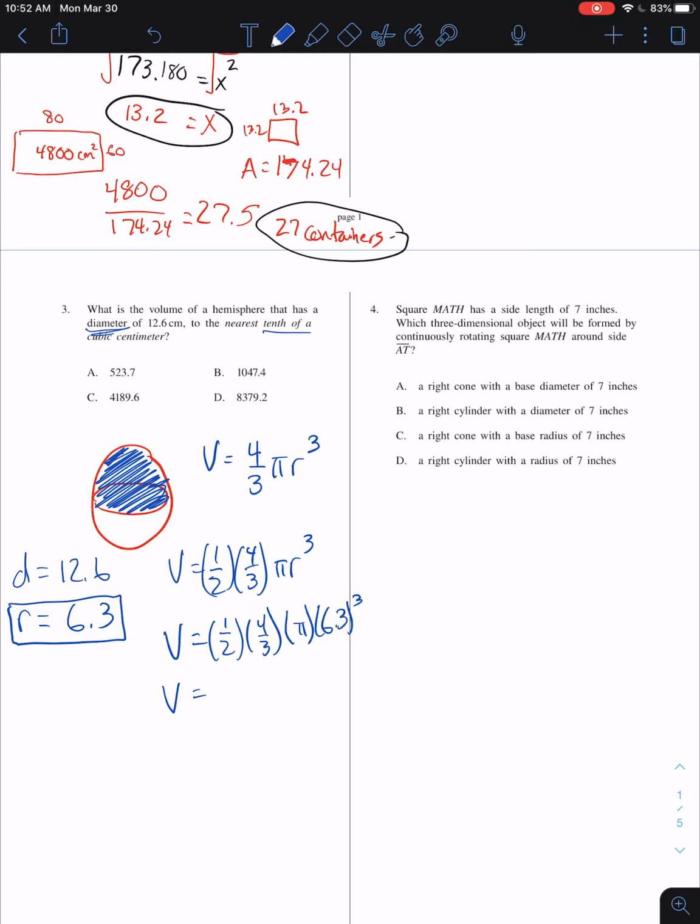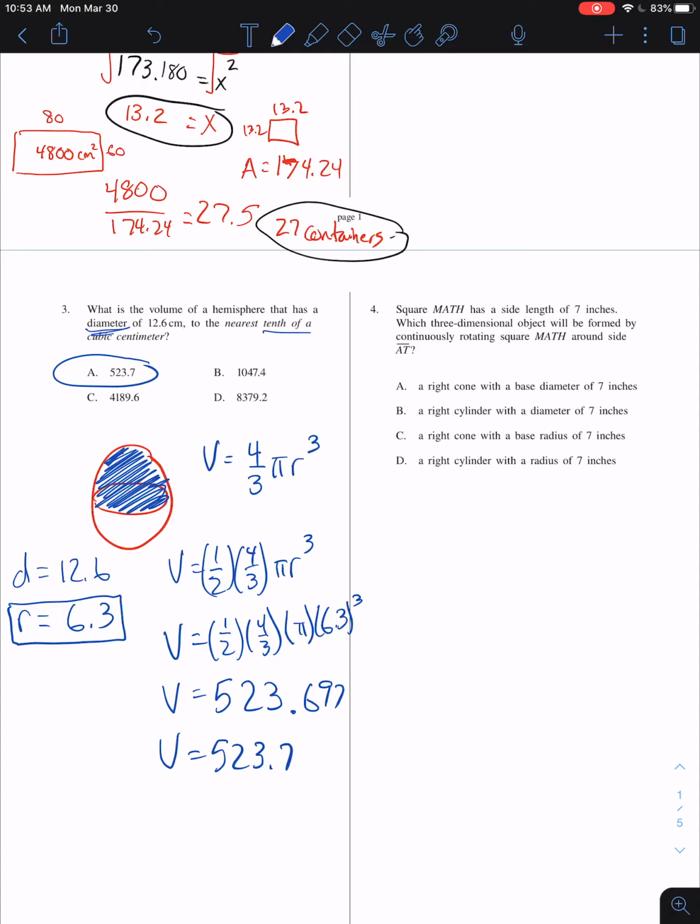Make sure that you are using the pi button. We never use 3.14 or anything like that anymore. So just be careful. Okay, when we plug that in, we get 523.697. They wanted me to round to the nearest tenth, so the volume will be 523.7, which is choice A.